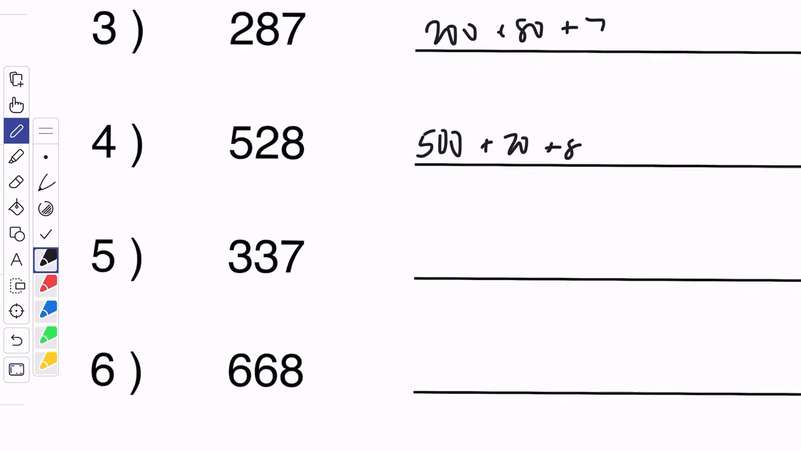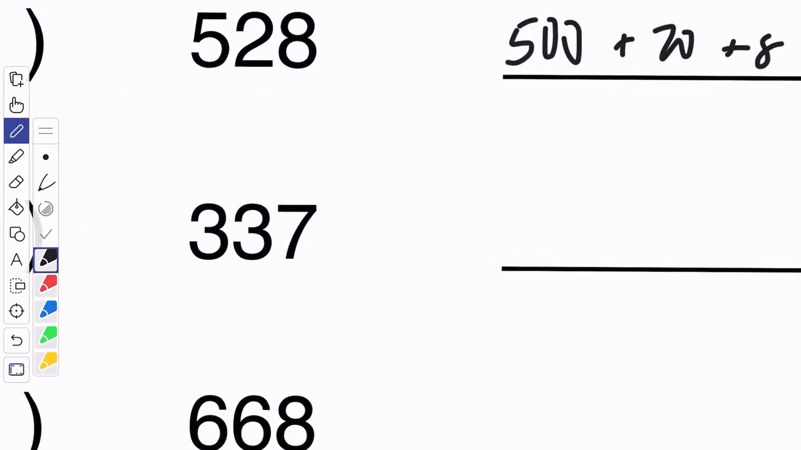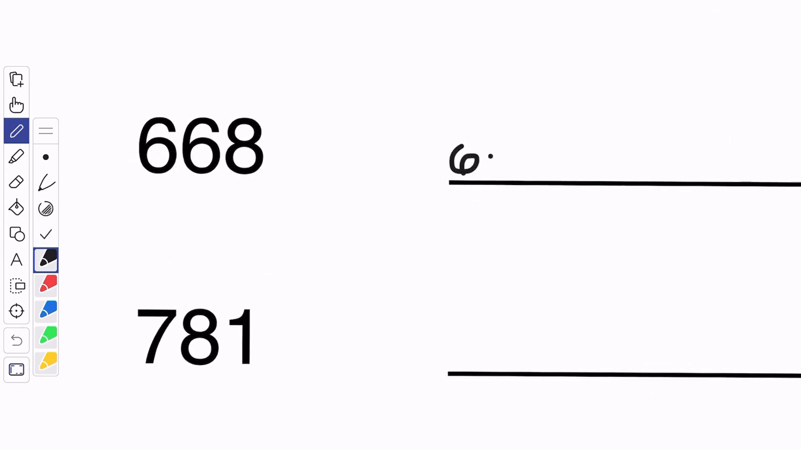So as you can see, there's some sort of a pattern here. If it's a hundreds place, we just take the number and then we add two zeros after it. If it's in the tens, we just take the number, we add one zero. And if it's in the ones, we just take the number. That's another trick you could think of like that.